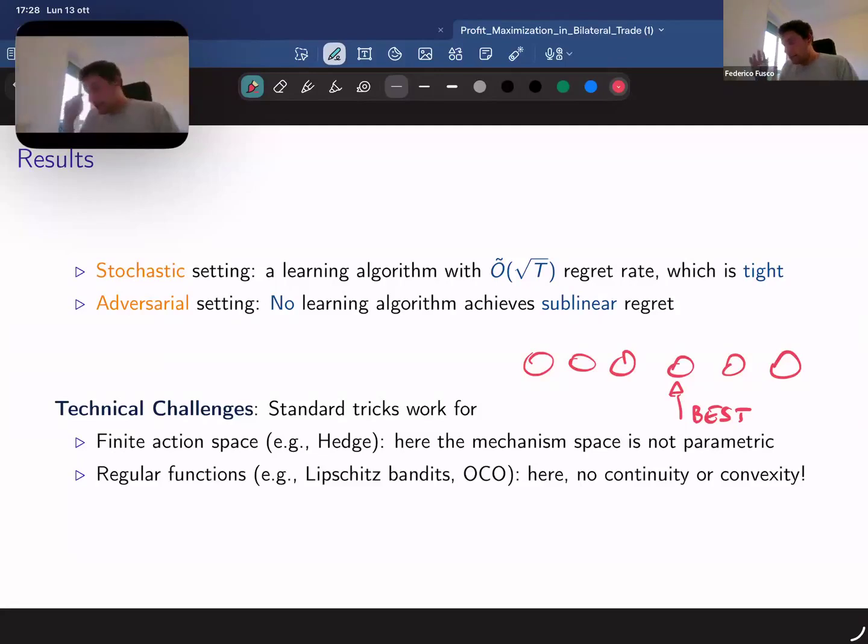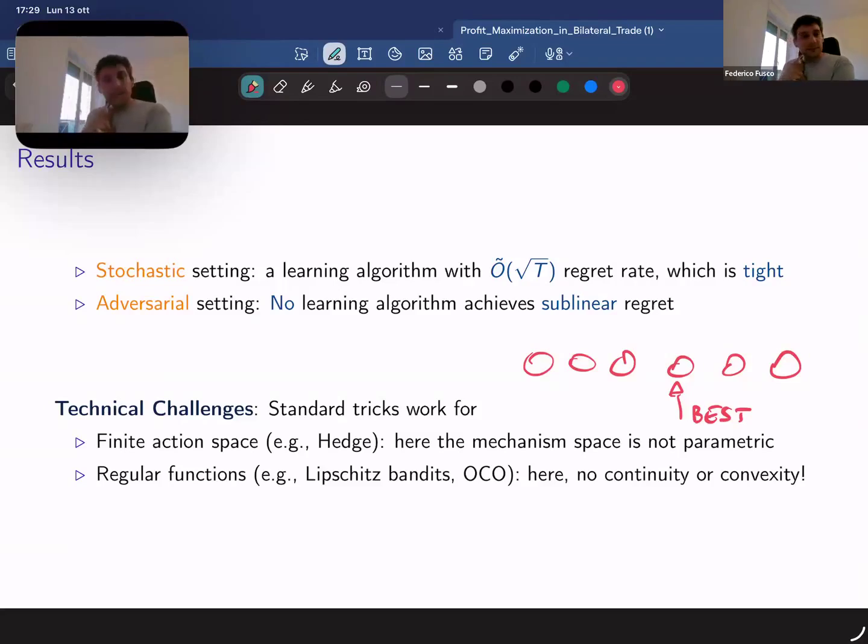Now, the second kind of standard trick that you may want to use is to exploit the regularity of the function that maps actions to rewards or losses. For instance, in online convex optimization, you may have a domain that is as complicated as you want, but you have a strong assumption on the functions that you're trying to optimize. Namely, they're either convex or strongly convex, or maybe you just ask that they're Lipschitz, so they are continuous with a constant Lipschitz parameter.